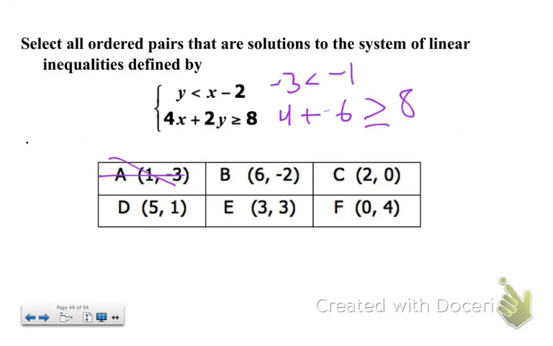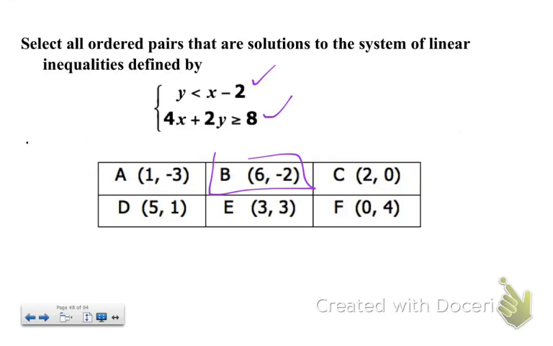For B, let's see, 6 minus 2 is 4, greater than -2, so it makes that one true. 4 times 6 is 24, minus 4 is still greater than or equal to 8. So it makes both true, so you are going to click on B. For C, 2 minus 2 is 0. 8 plus 0 is greater than or equal to 8, and because that's greater than or equal to, it does make that one true.